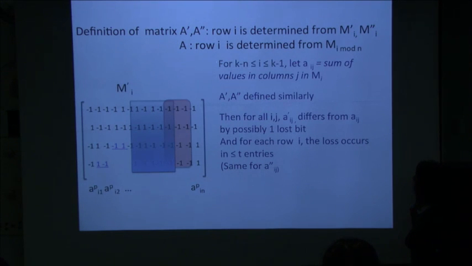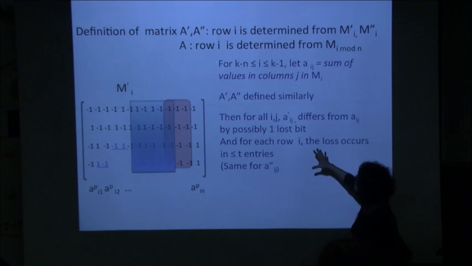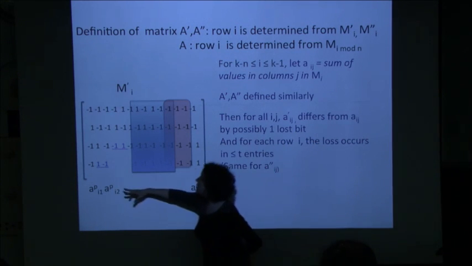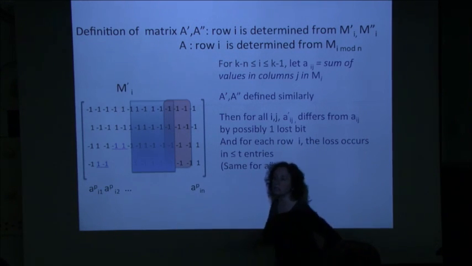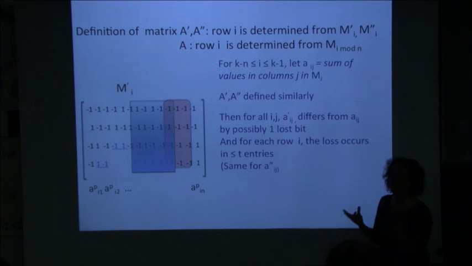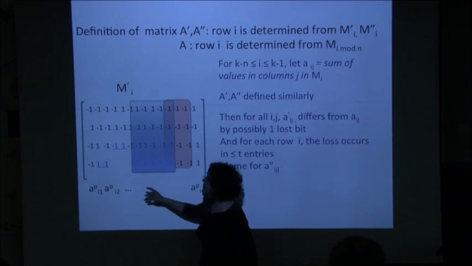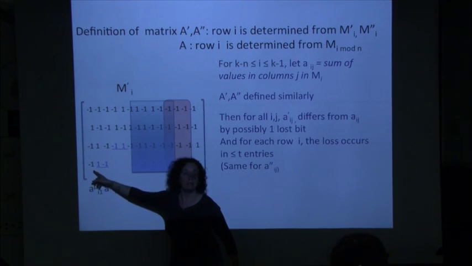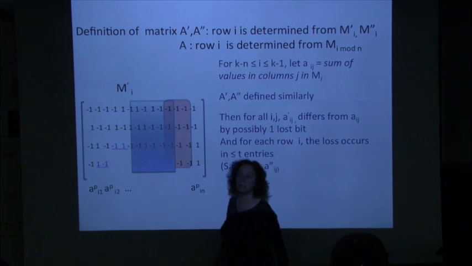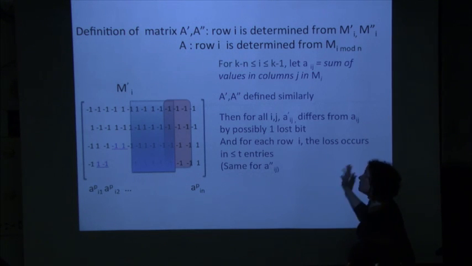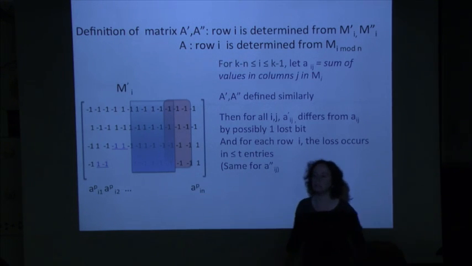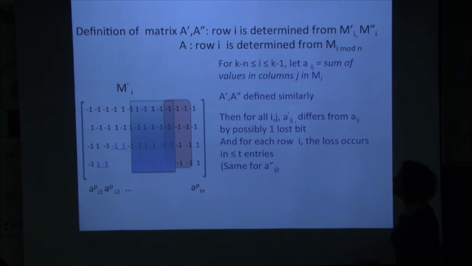I just described how we defined the A's, so I don't really have to say this anymore. Just realize that these numbers don't vary much from the original. If you took m to be your template, these A's are not off by much. They can only be off by one value because they're possibly missing one of these. That's it. So only T of them can be off by one value. Otherwise, they're the same as the template. Okay.